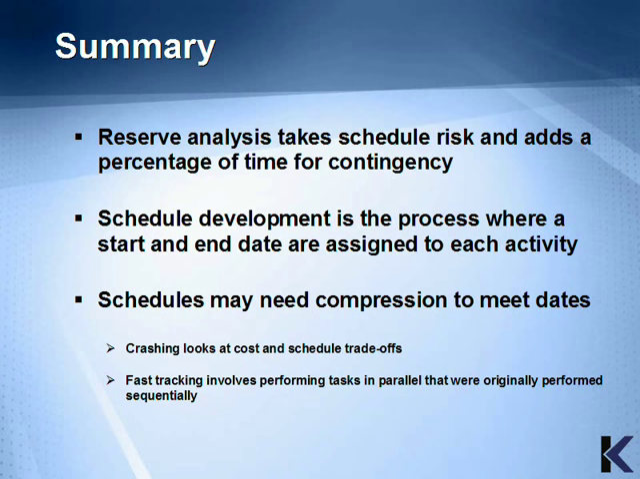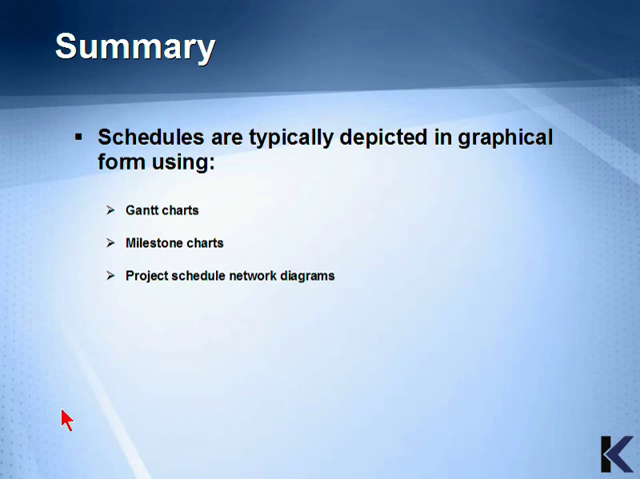Schedule development is the process where a start and end date are assigned to each activity. Schedules may need compression to meet dates. Crashing looks at cost and schedule trade-offs. Fast tracking involves performing tasks in parallel that were originally performed sequentially. Schedules are typically depicted in graphical form using Gantt charts, milestone charts, or project schedule network diagrams.